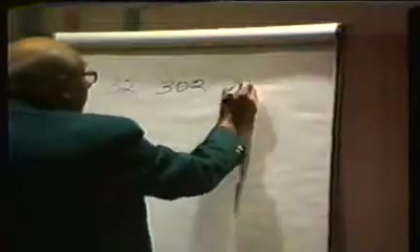And then, of course, the Hindus invented a place value system. And let me explain to you what place value is. You have, for example, 32. You have 302.